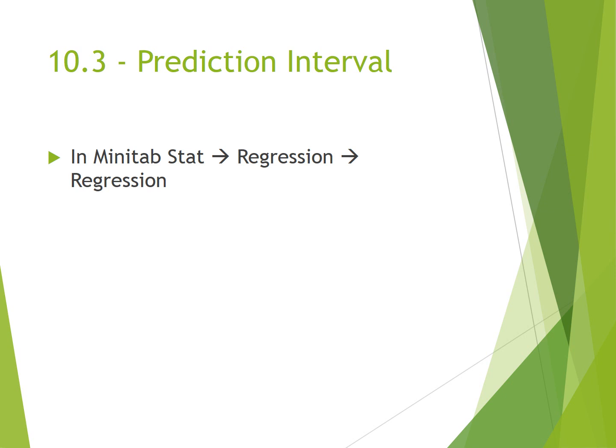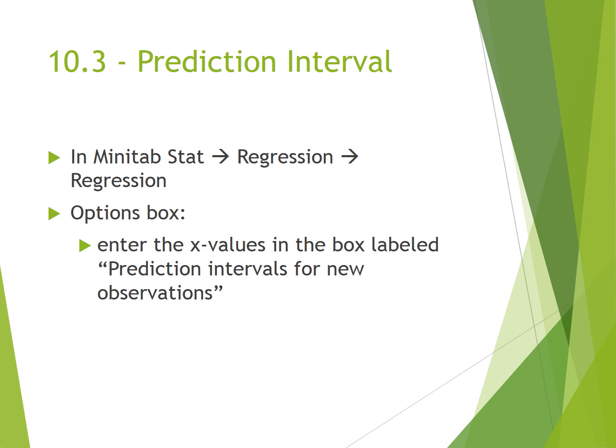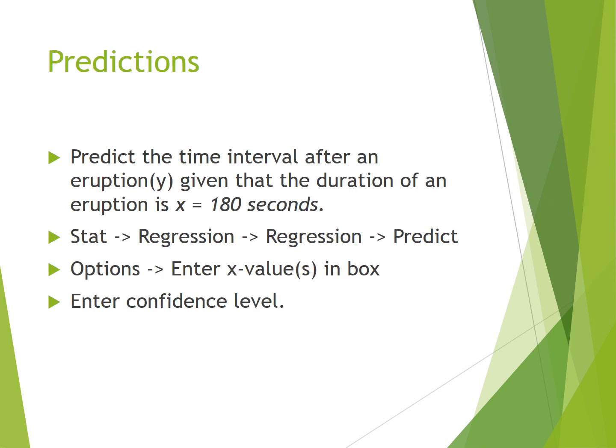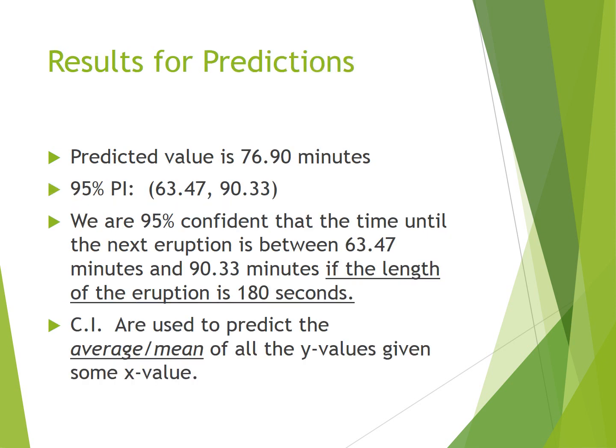To do prediction, we go to Minitab, Stat, Regression, and then Predict. We enter the X value that we're trying to predict, let's say X is 180, into the box. Then we enter a confidence level, the most common is 95%. If X is 180, the predicted interval is 76.90 minutes.